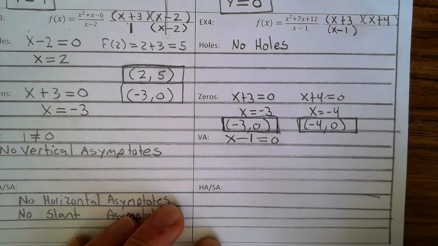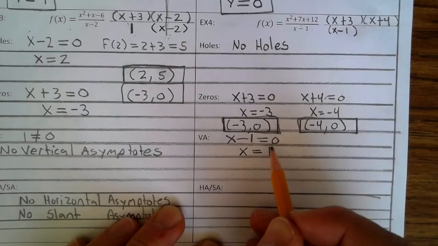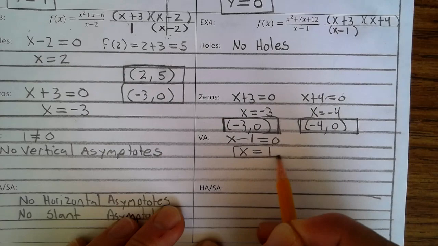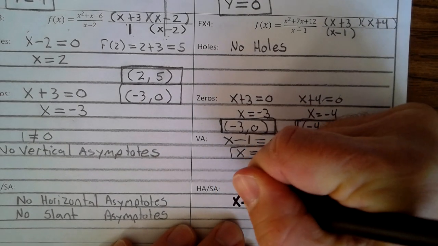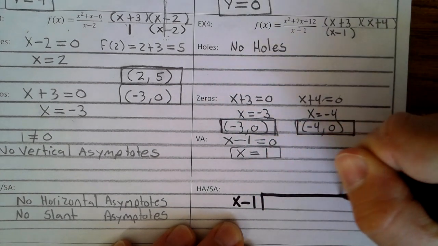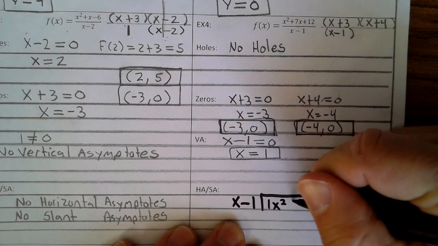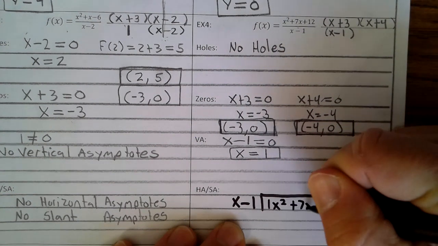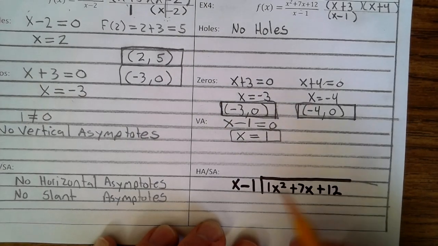Okay, and then for the horizontal or slant asymptote, we divide. So x minus 1 divided into 1x squared plus 7x plus 12. Okay, so now you ask yourself, what do you multiply x by to give you x squared? The answer to that is 1x. So you already know it's going to be a slant asymptote because you have an x in the quotient.